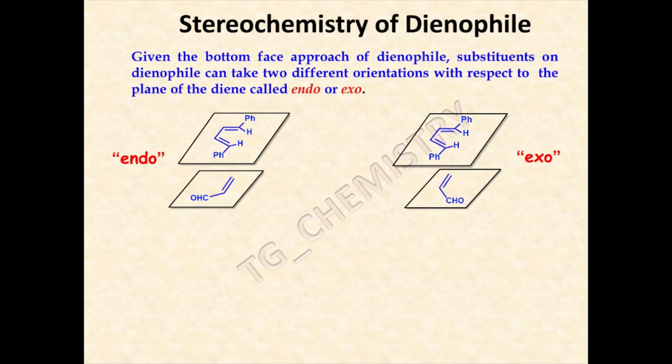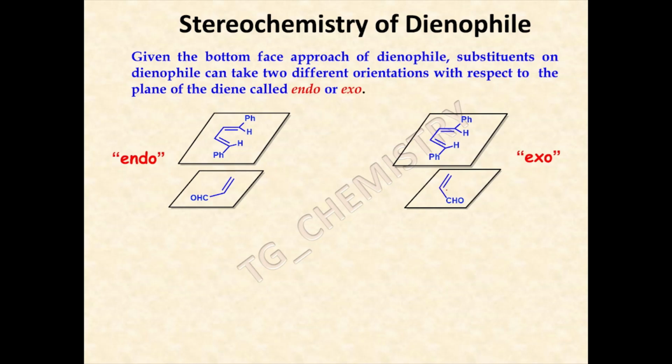And if the dienophile approaches from the bottom face with this orientation, this is known as the endo orientation, or the endo configuration of the dienophile while approaching the diene from the bottom face. And this is the exo approach, where the dienophile is oriented in such a way.